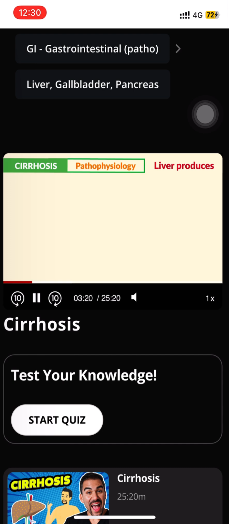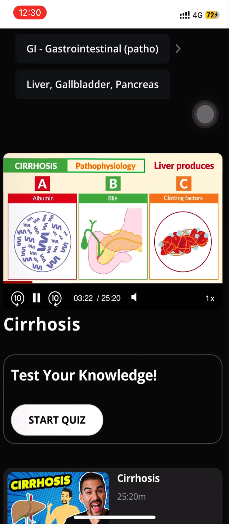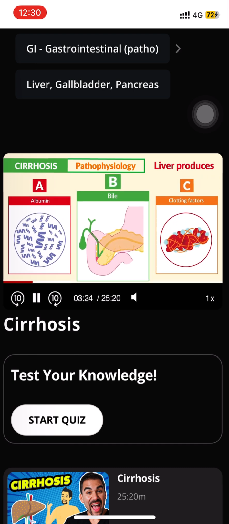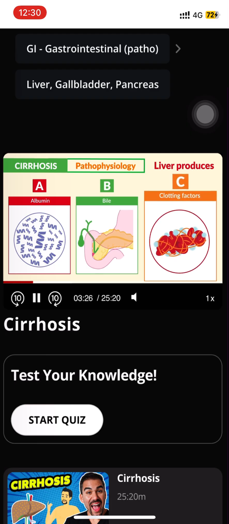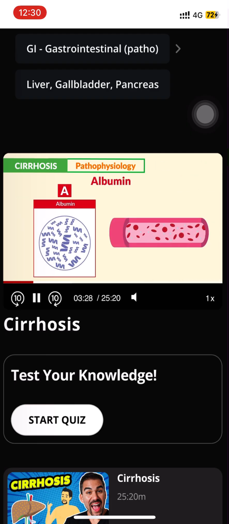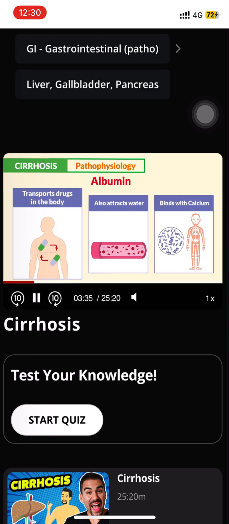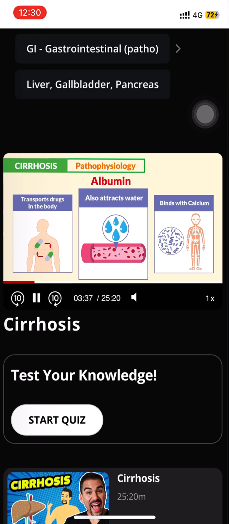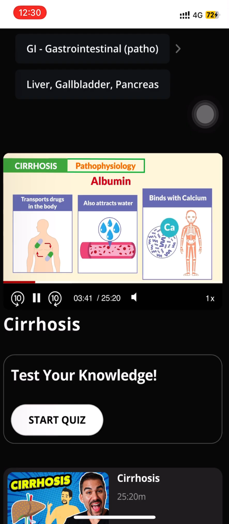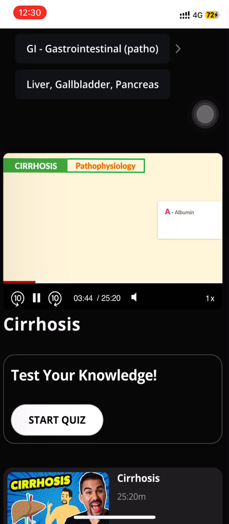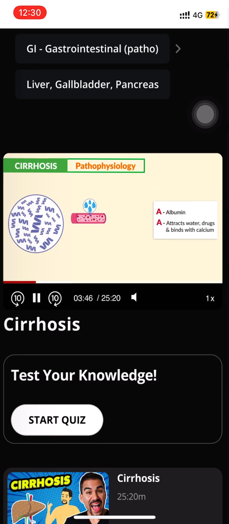Simply think the liver produces ABC. A for albumin, B for bile, and C for clotting factors. So starting with albumin. Albumin is a protein inside the blood that does 3 things. It transports drugs inside the body. It also attracts water to keep it inside the vascular space, and also binds with calcium to make bones strong. So just think albumin attracts water as well as attracts drugs and binds with calcium.